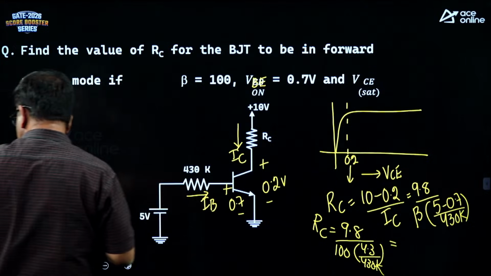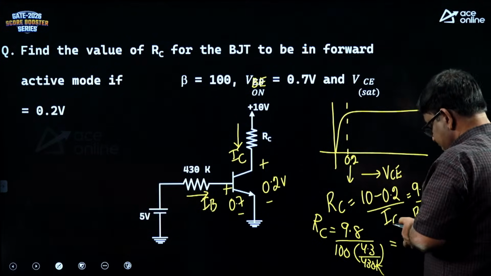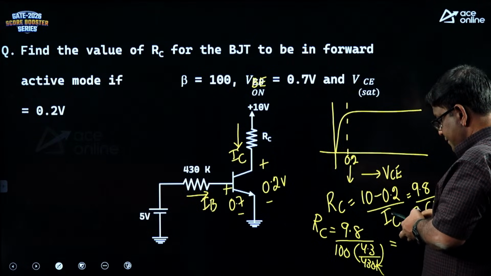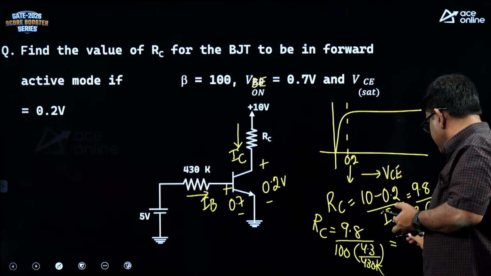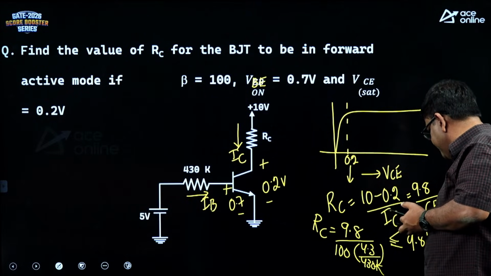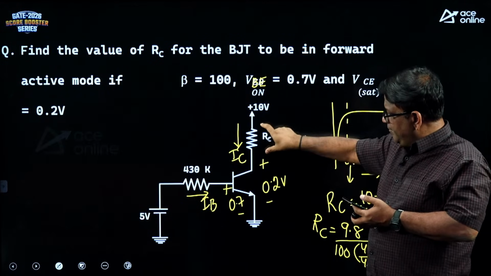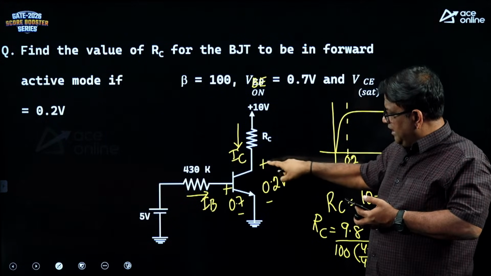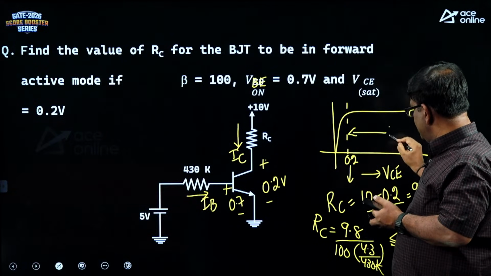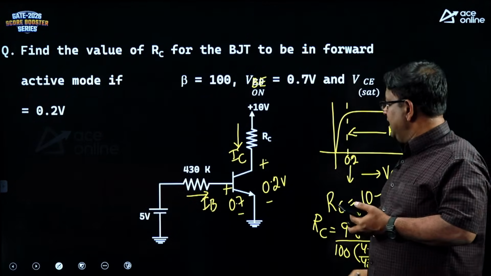Aman says 9.8K. Let me calculate. 9.8. So, RC should be less than or equal to 9.8K. What happens if RC is still less? Then the drop will be less, then the VC tries to increase, the BJT will try to move towards the active region. So, your RC should be lesser.